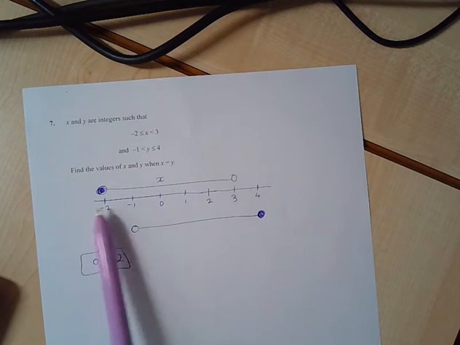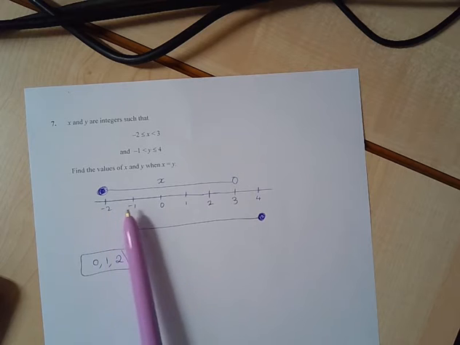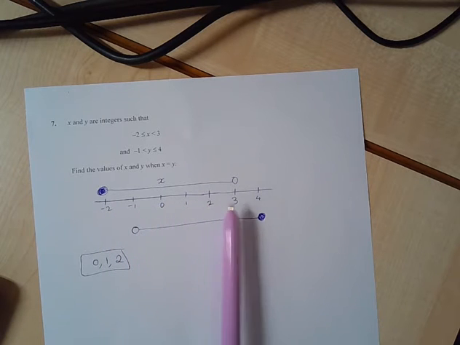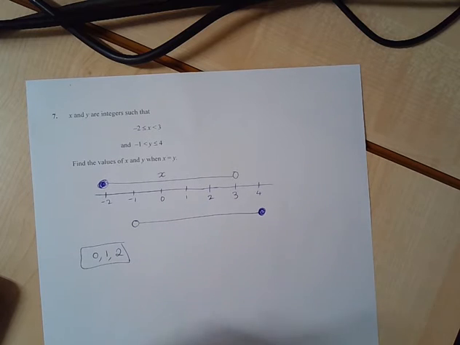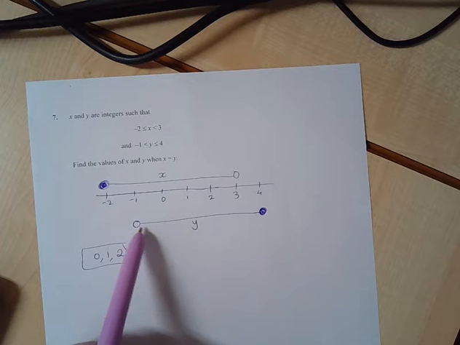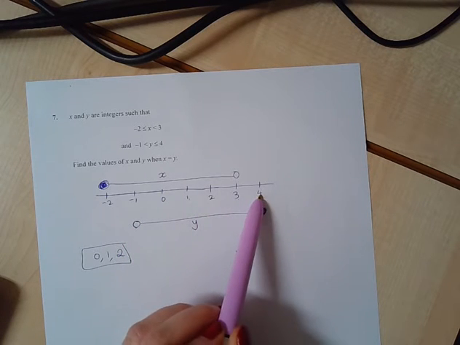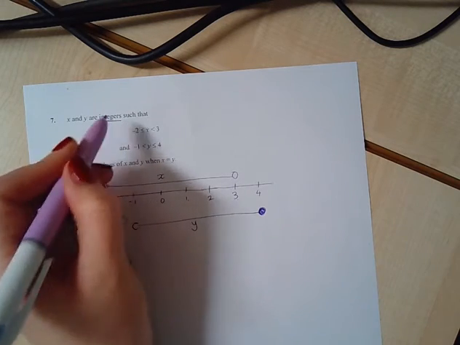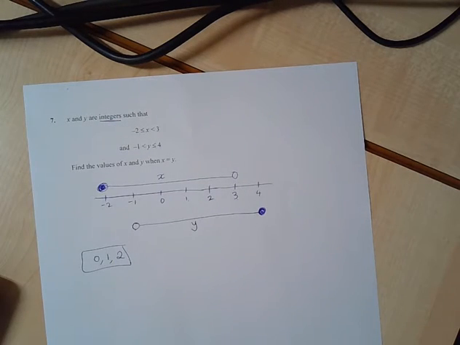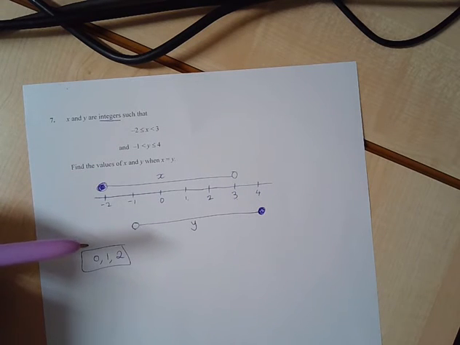So for this one, I drew a number line and I thought about, okay, well, x can be equal to -2, -1, 0, 1, 2, but it's less than 3, so it can't be equal to 3. And then y, which is represented by this line underneath, is bigger than -1. So the next value could be 0, 1, 2, 3, and it could be 4 because it's less than or equal to it. The key with this question is the fact that x and y are integers, which means whole numbers.